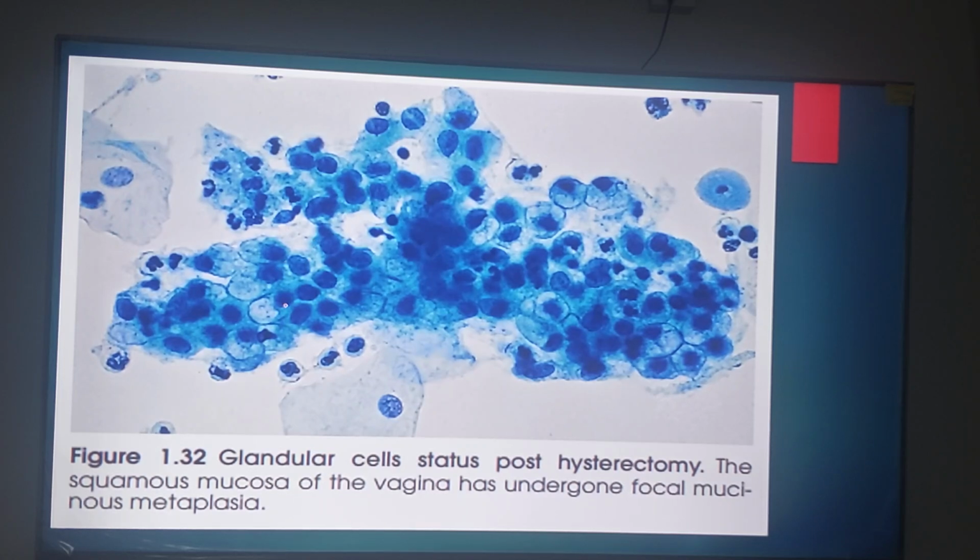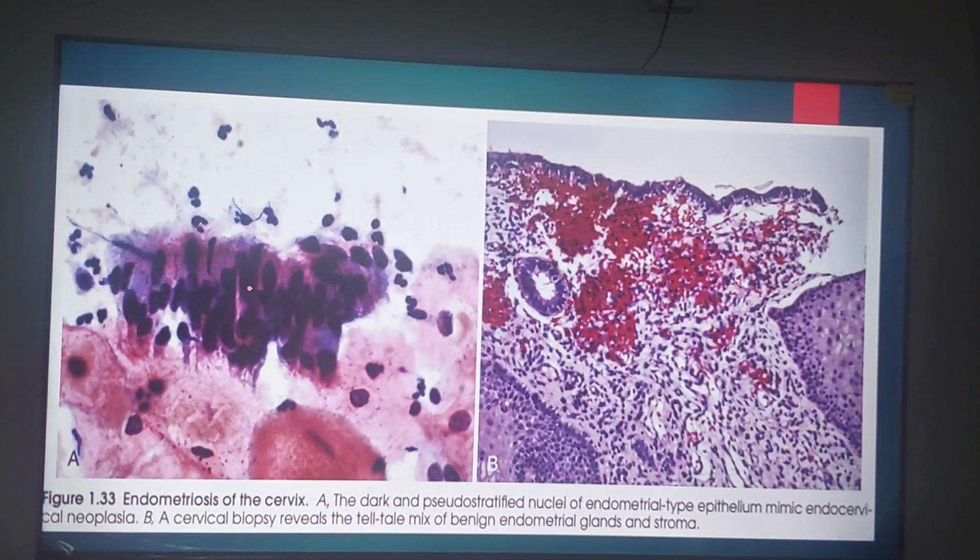Sometimes the glandular status post hysterectomy also causes squamous changes. The squamous mucosa of the vagina has undergone focal mucinous metaplasia. These are also glandular changes, showing cytoplasmic vacuolization, hyperchromasia, and the nucleus is located eccentrically.